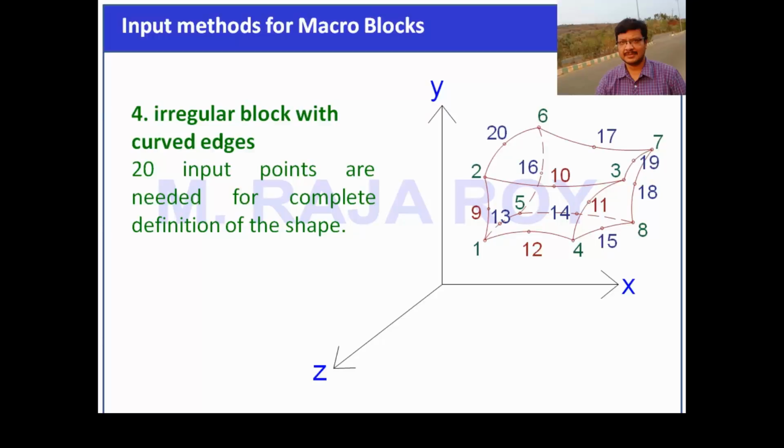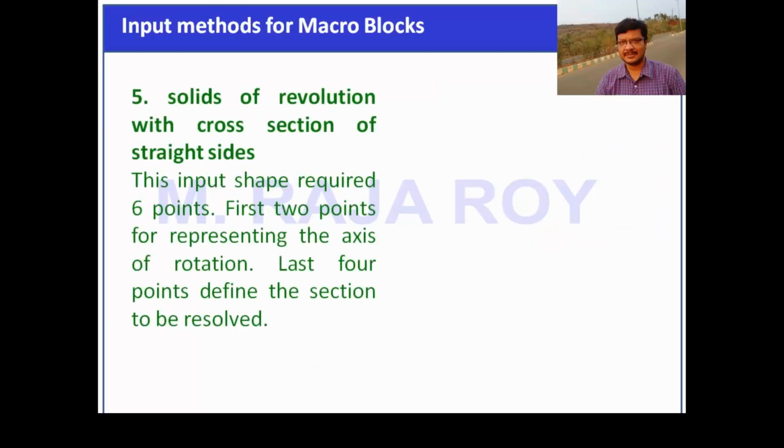Irregular block with curved edges. 20 input points are needed for complete definition of the shape. Solids of revolution with cross-section of straight sides. This input shape requires 6 points. The first 2 points represent the axis of rotation. The last 4 points define the section to be revolved.